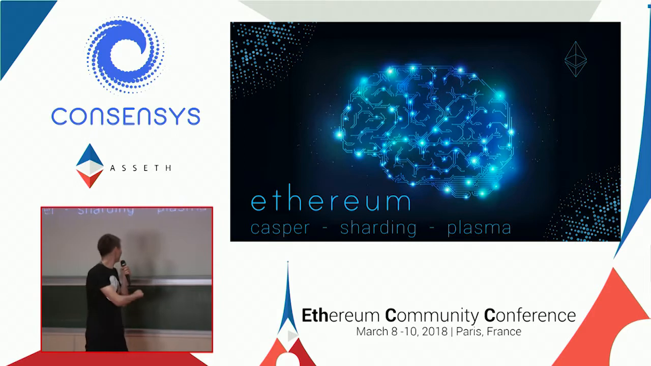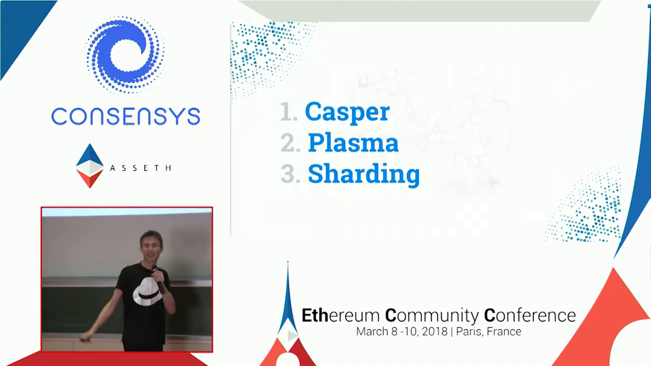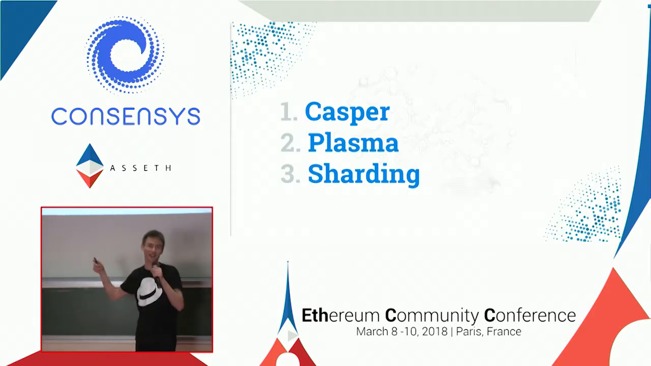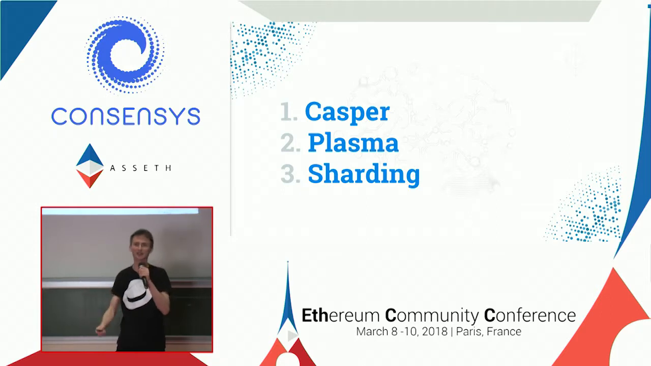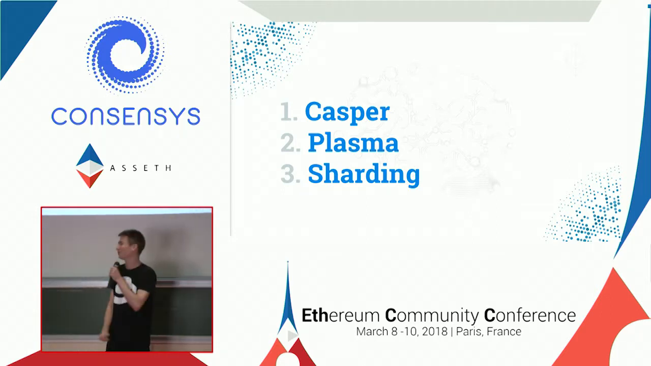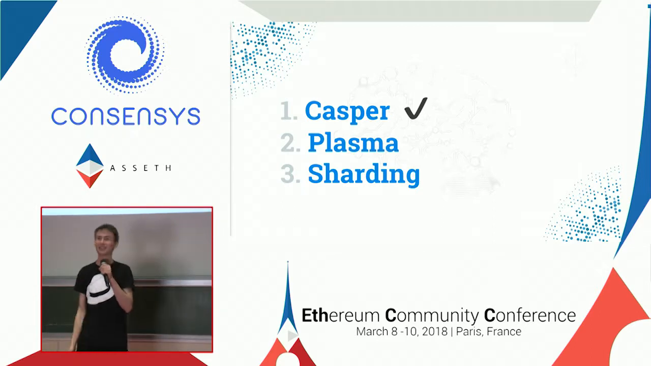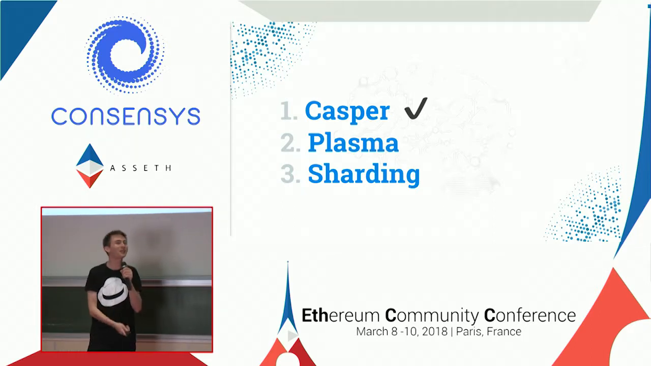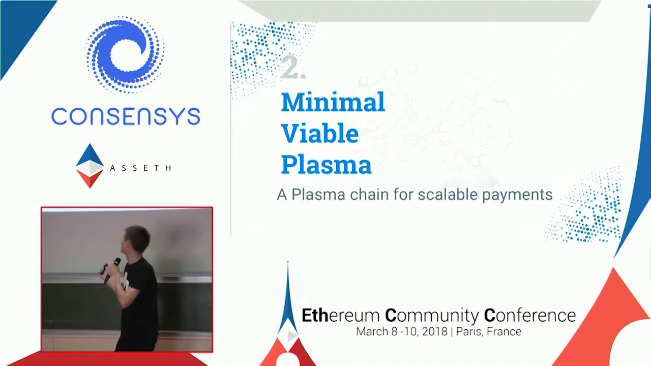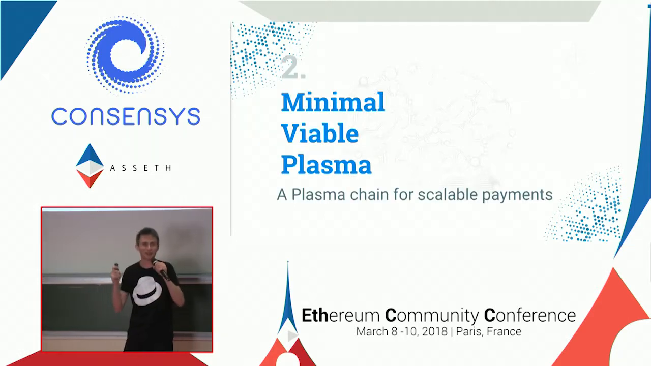Hello, Sunny. So, Casper, Plasma, and Sharding, these are like the three pillars of Ethereum in 2018. I talk a lot about Casper, or at least I did last year, and so I'm going to assume everyone knows Casper like the back of their hand. But we're going to get into minimum viable plasma.